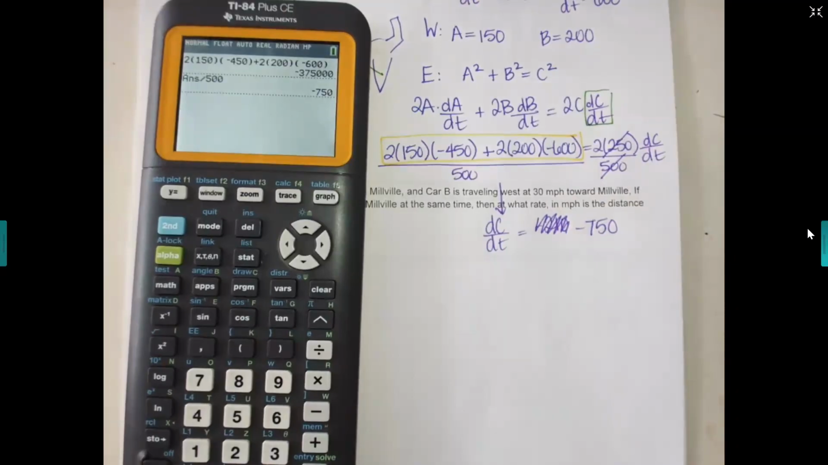Okay, now, quick question. Does it make sense that the distance between the planes came out to be changing in a negative way? Yes. Where are they headed? Towards the same city. So does it make sense that as they get closer to the city, they also get closer to each other? Okay, yes.